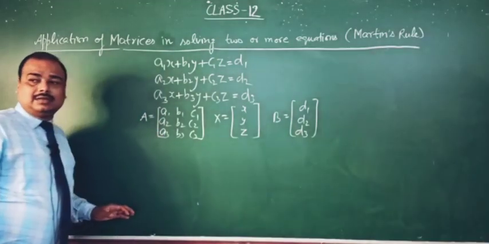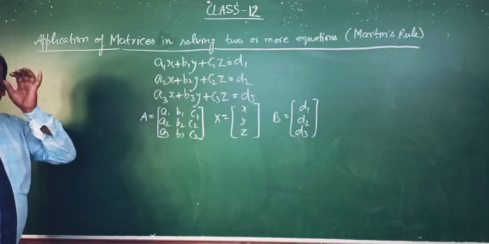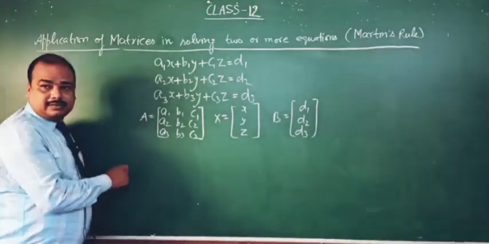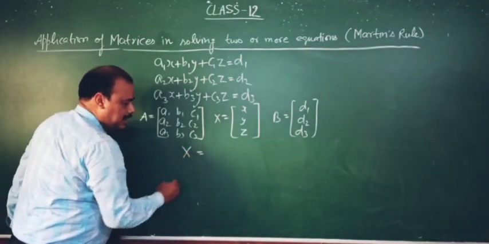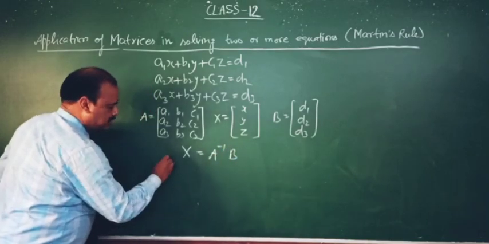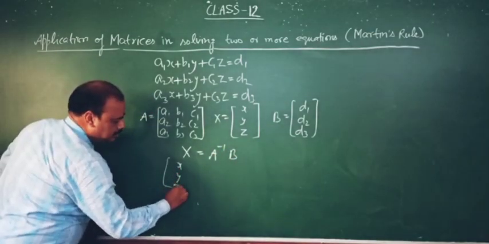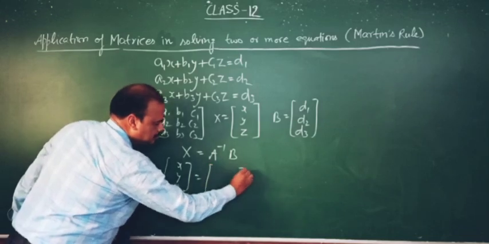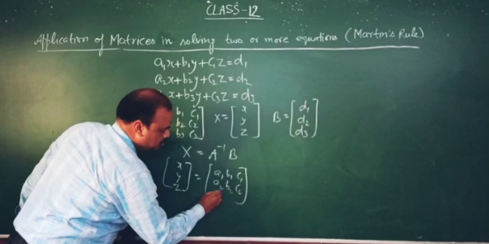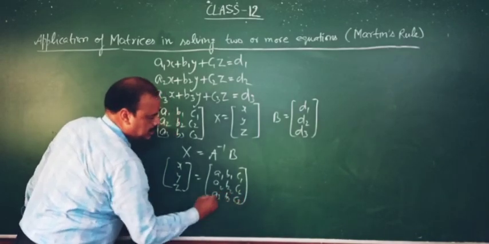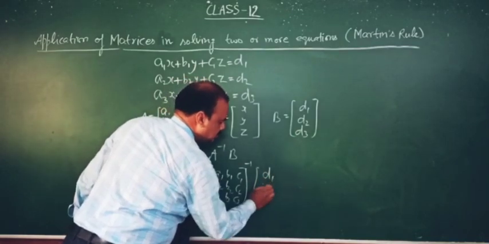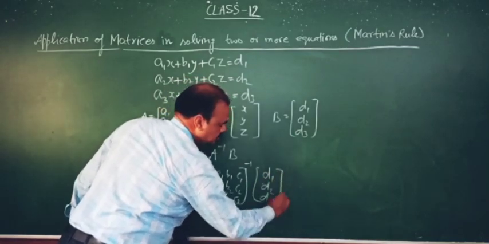For solving these three equations, first of all we have to find the inverse of A. Next, X equal to A inverse B. So first of all, we have to find the inverse of A: a1, b1, c1, a2, b2, c2, a3, b3, c3. And the B matrix, it means d1, d2, d3.